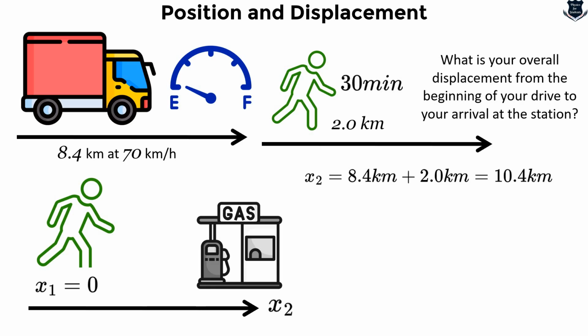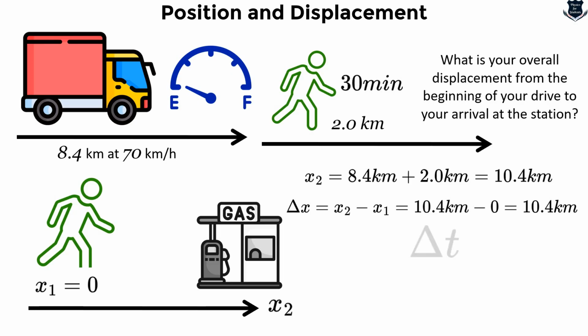Then your displacement Δx along the x-axis is the second position minus the first position, which equals 10.4 kilometers, which is basically the answer. So your overall displacement is 10.4 kilometers, and it is in the positive direction of the x-axis.